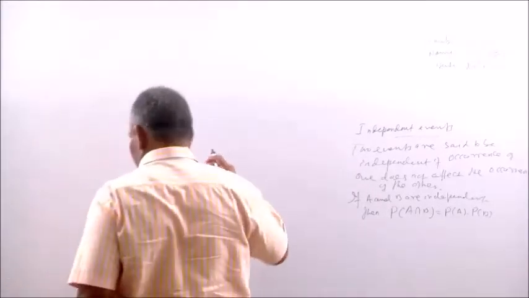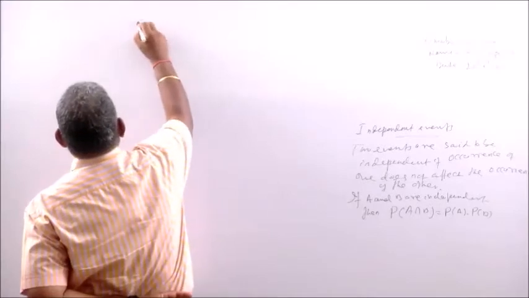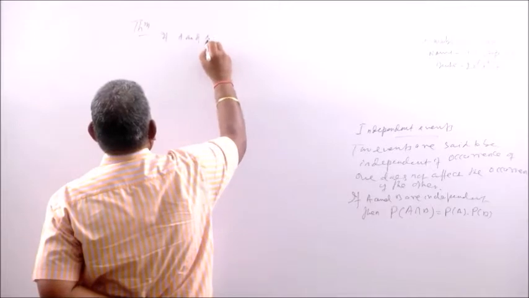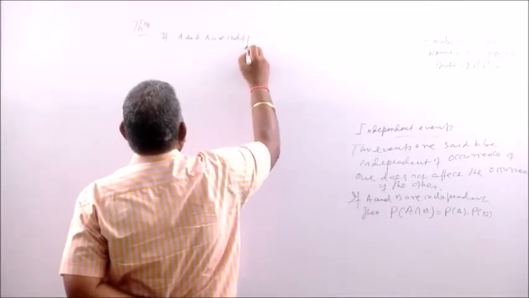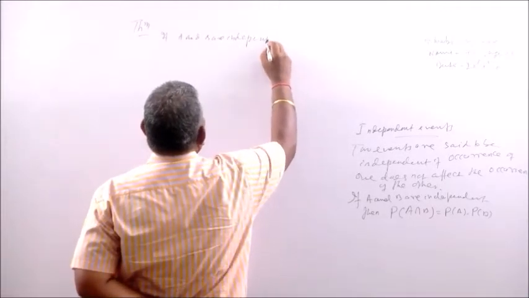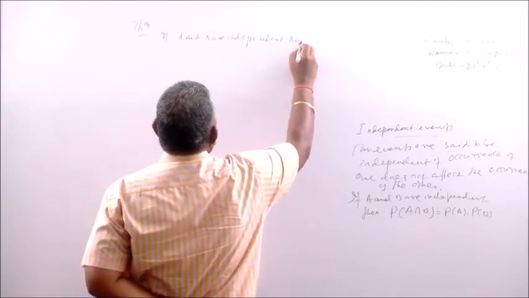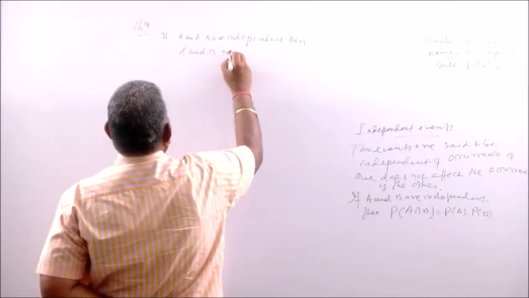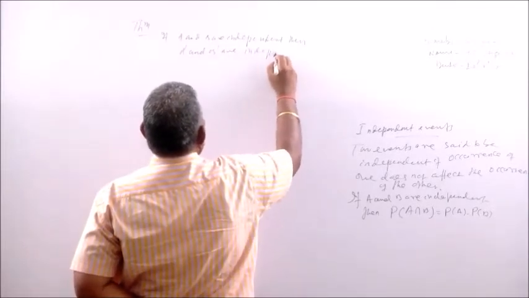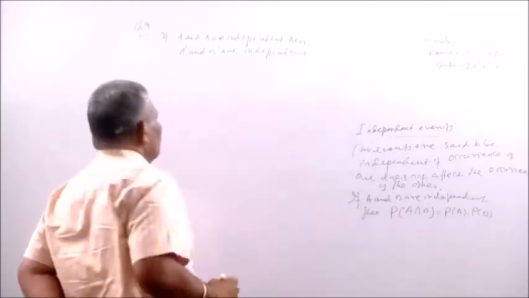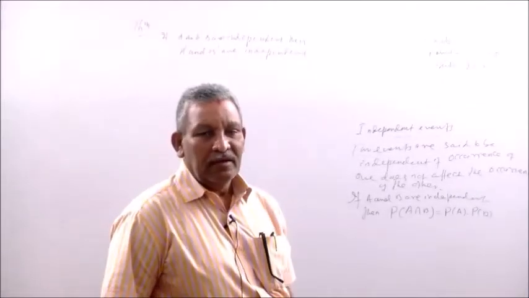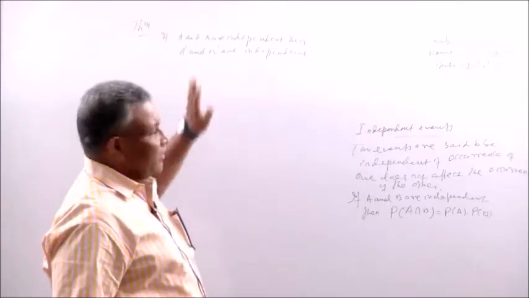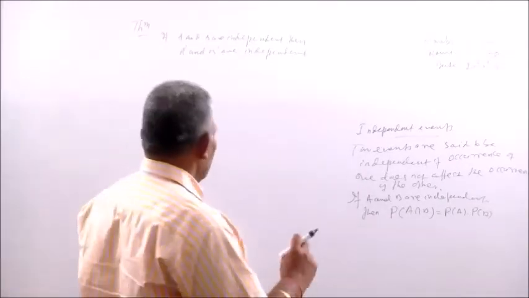Let us do a theorem on this. If A and B are independent, then A dash and B dash are independent. In the last class I told that A dash and B dash indicate the complementary events of A and B, or instead of these notations A dash and B dash, you can also take A complement and B complement.